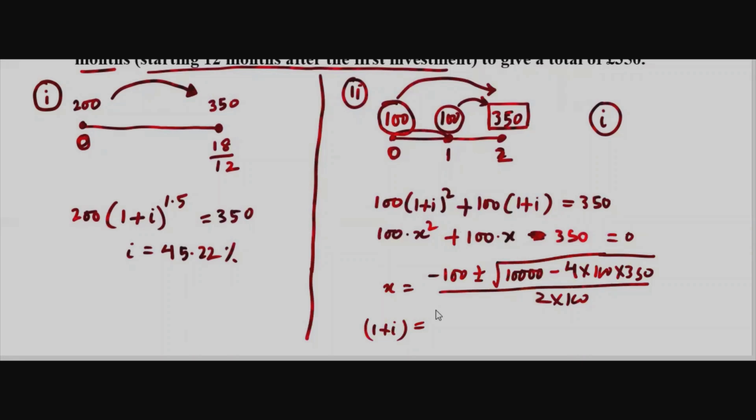So here 1 plus i will be equal to 1.4365. You take 2 roots, you will get. Whatever you want to accept, you do it, and you will get this one. You can check. So i will be 0.4365. Around 43% you are getting. Okay, 43.65%.